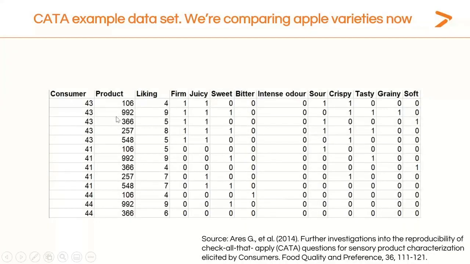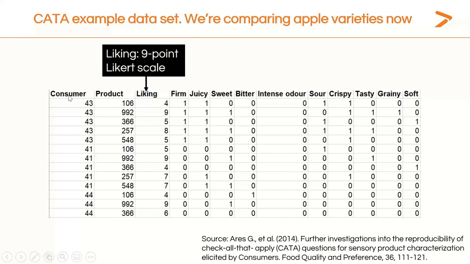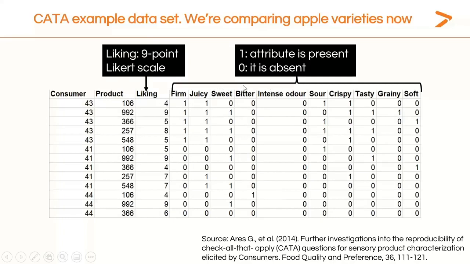This is a typical CATA data analysis data set. You see you have consumers in rows, and each consumer is repeated as many times as there are products. Here we're comparing apple varieties. So the first consumer is repeated 5 times because there are 5 apple varieties. Second consumer is repeated 5 times as well, and so on. You have a liking score, which is a 9-point Likert scale in this case, and the attributes, which are measured on a binary scale. So 1 means the attribute is present, 0 means it is absent.